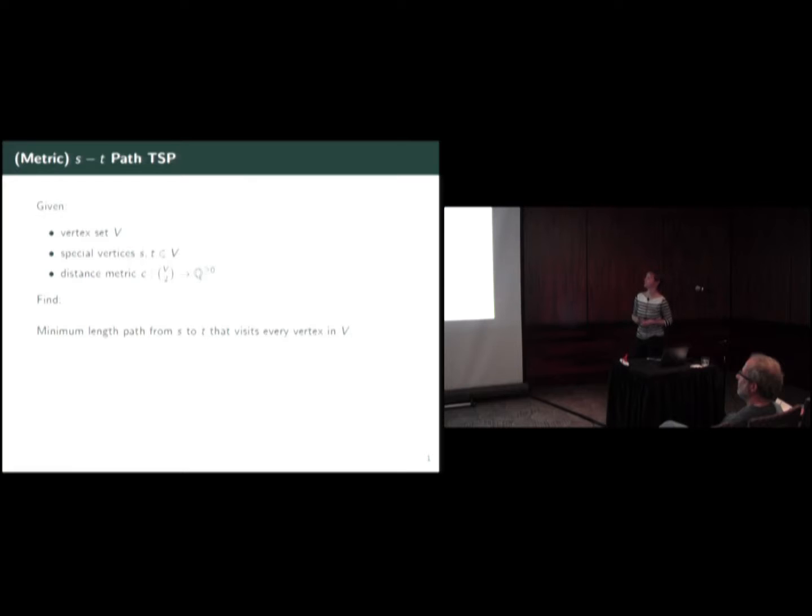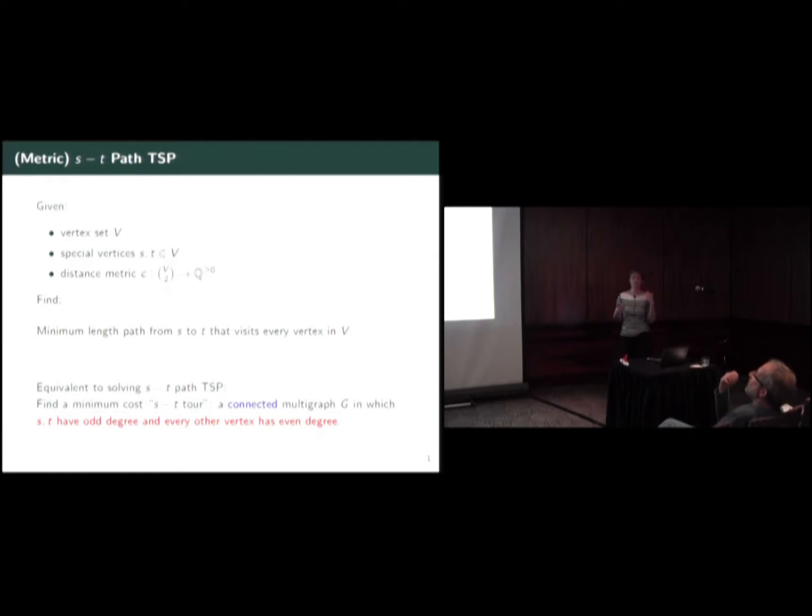It's well known that equivalent to this problem is finding what we call a minimum cost ST tour. So we want a graph G that is connected and in which every vertex has even degree except for S and T, which should have odd degree, right? Then such a graph, you can just traverse it, shortcut the traversal, and get an ST path TSP solution. So that's what we're going to do. We're going to find a connected multigraph G in which every vertex has even degree except for S and T that should have odd degree.